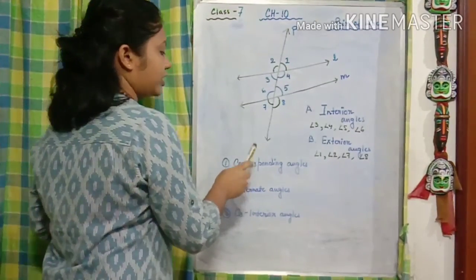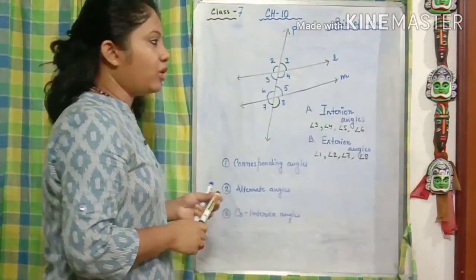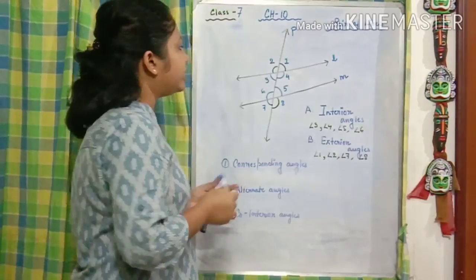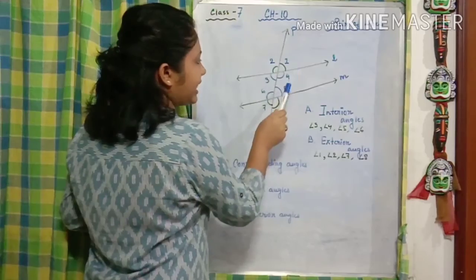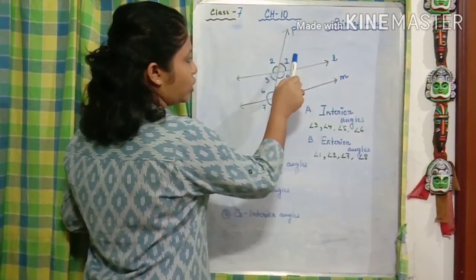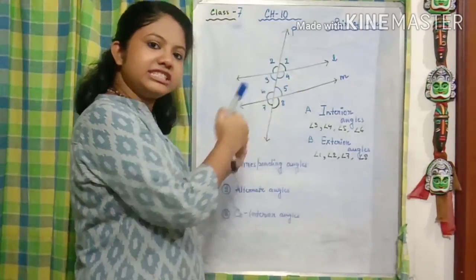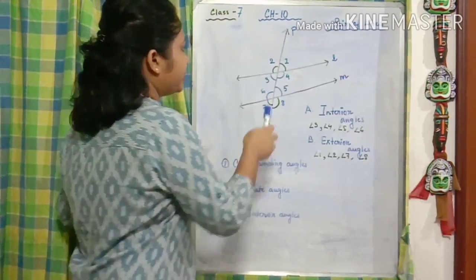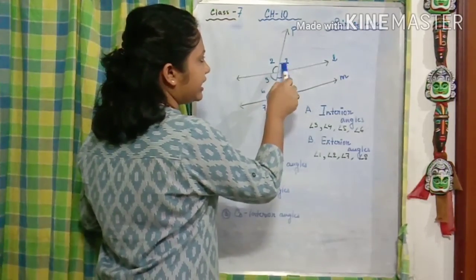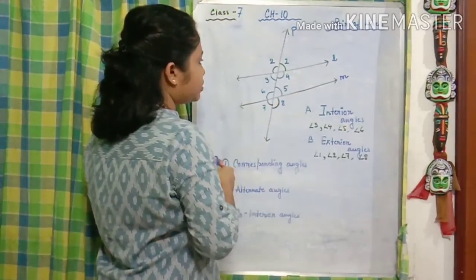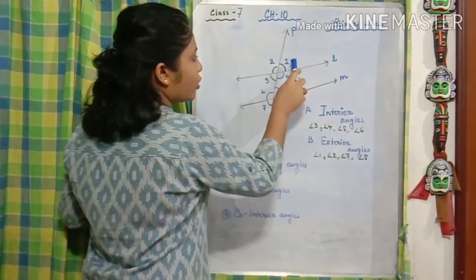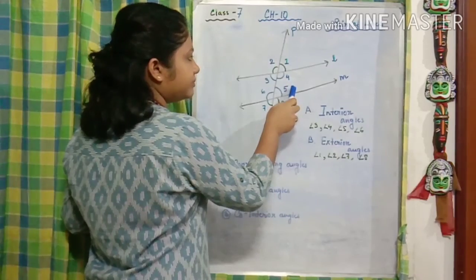First of all, first one is corresponding angle. Now which are corresponding angles? So here you can see that angle 1 and angle 5. So their position is pretty similar to each other. How? They are just lying in the vertex of the transversal and 2 lines, right? So we can say they are corresponding to each other.